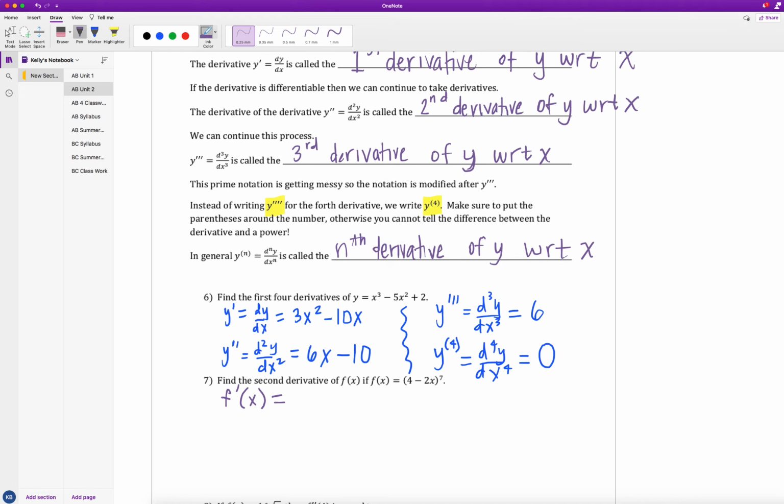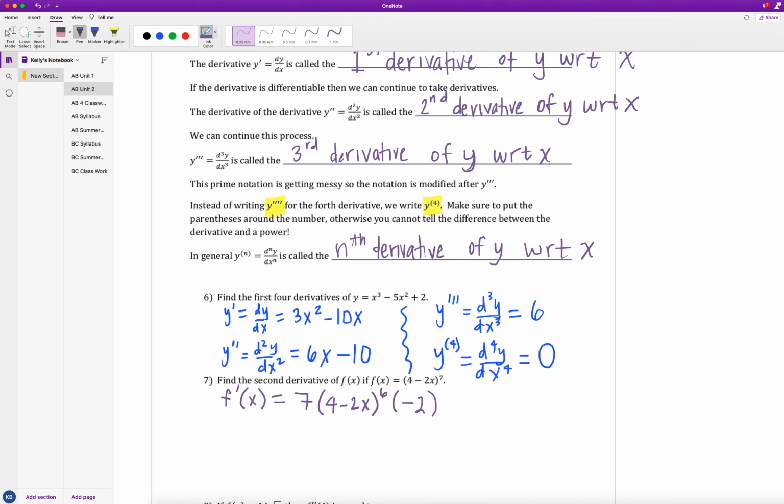So I have an outside function here, which is the 7th power. Then I have an inside function, which is that 4 minus 2x. So the 7 power comes down. That will then be to the 6. Keep the inside the same. So 4 minus 2x does not change, times the derivative of the inside here would be a negative 2. So using the chain rule, we're able to find f prime of x.